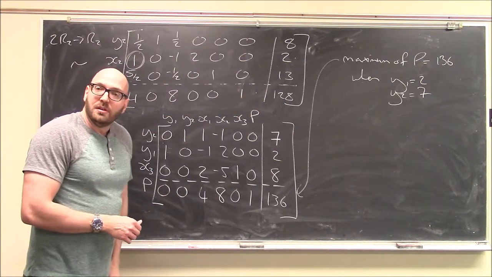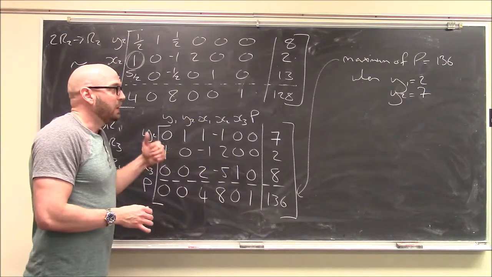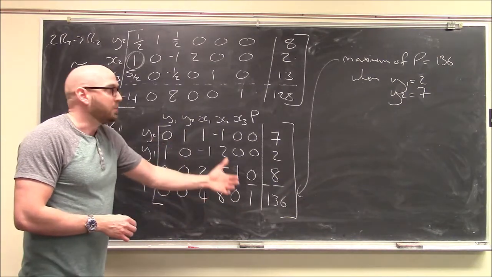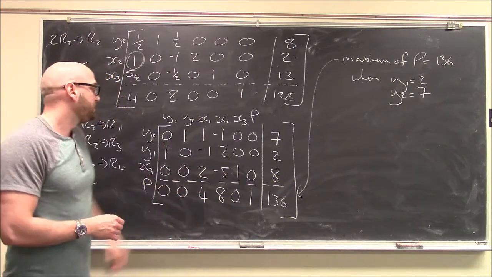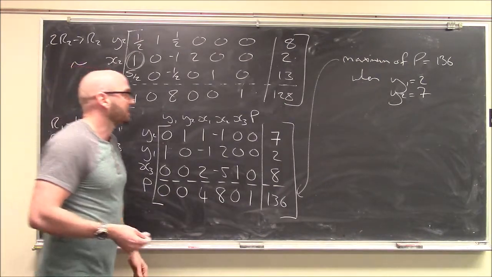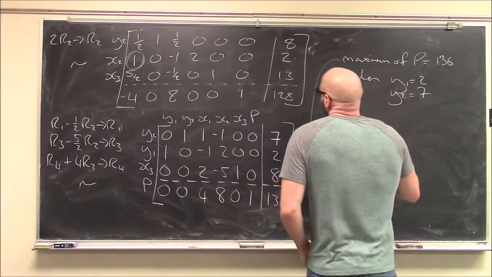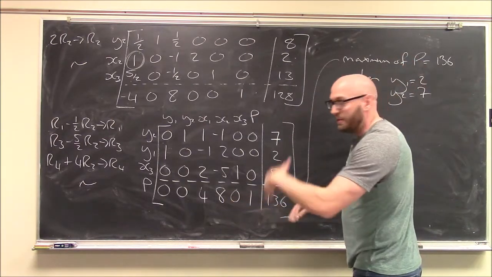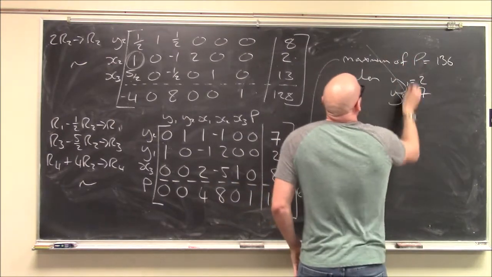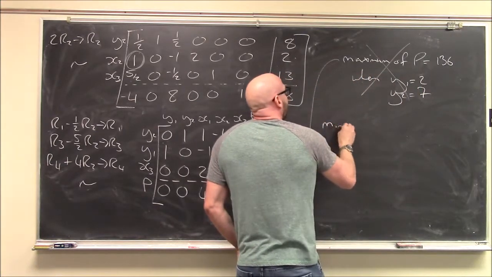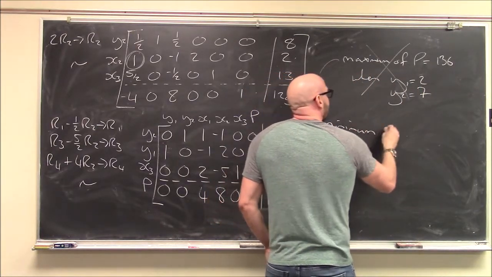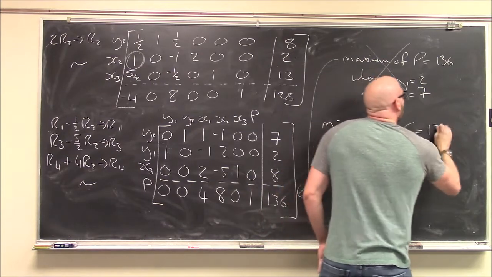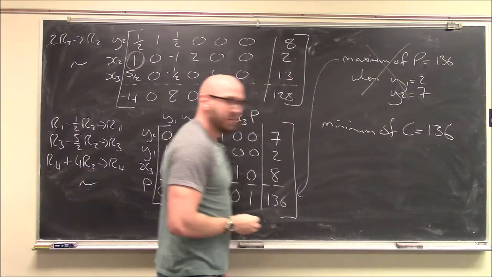Not what I wanted to do though, right? Not really what I wanted to do. What I really wanted to do was solve the original minimization problem, which was find the minimum value of c. And here that big theorem comes into play. The maximum value of the dual problem is the same as the minimum value of the original problem. So I don't really want this. The minimum value of c is also 136.